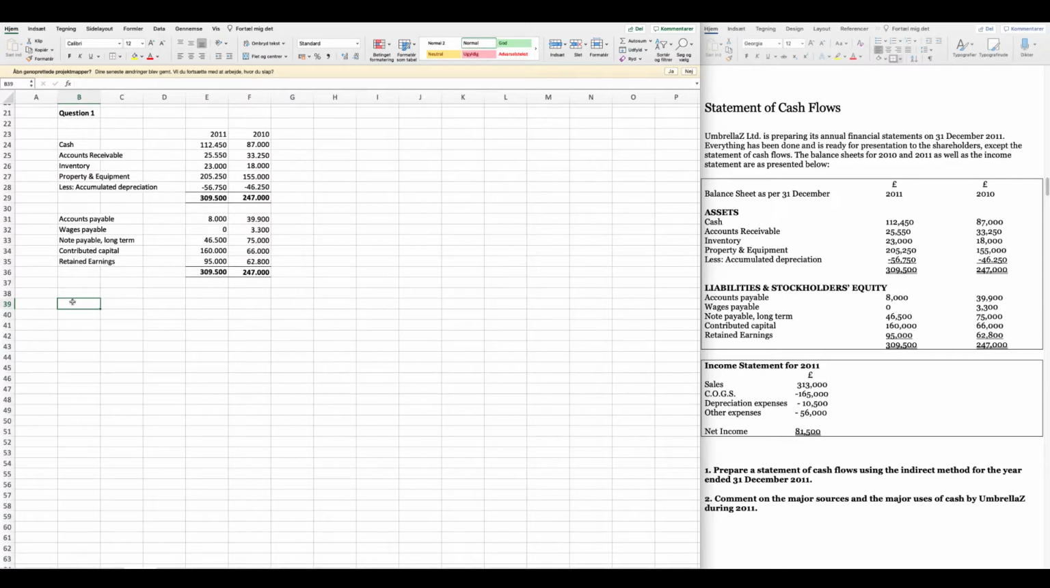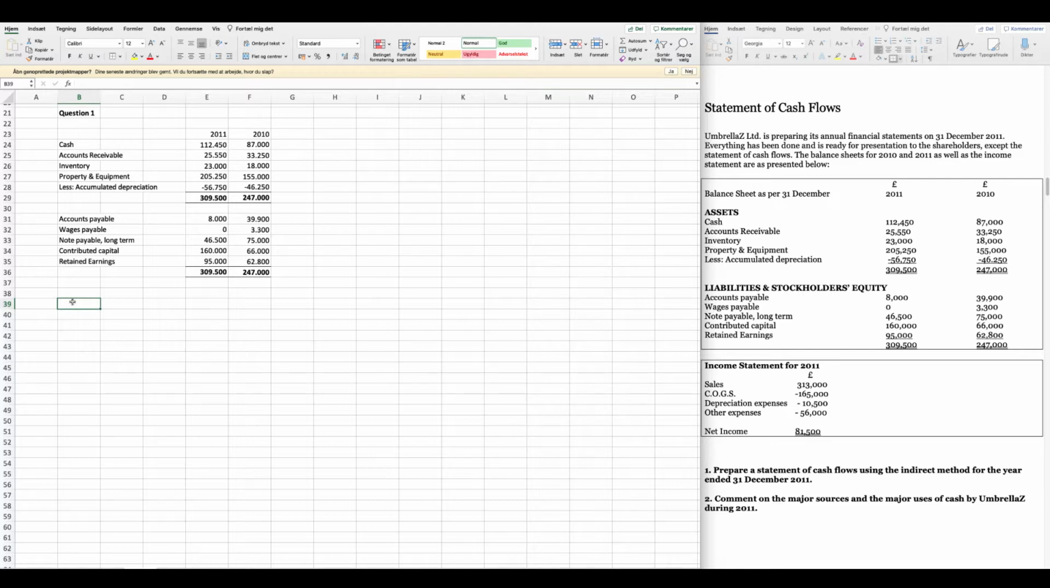We are now ready to move into the actual meat of the exercise, and as you may have noted and have a chance to read, we are being introduced to a company called Umbrellas Limited, and it is preparing its financial statements on 31st of December 2011. What you can see is that everything has been made ready and is ready for the presentation to the shareholders, except the statement of cash flows.